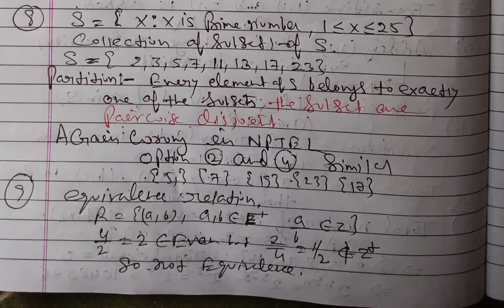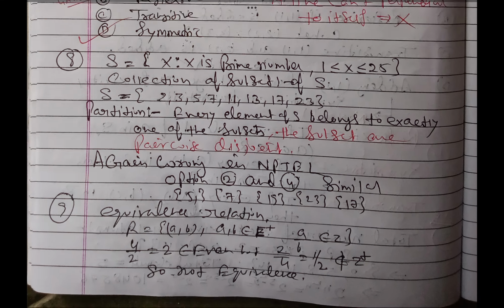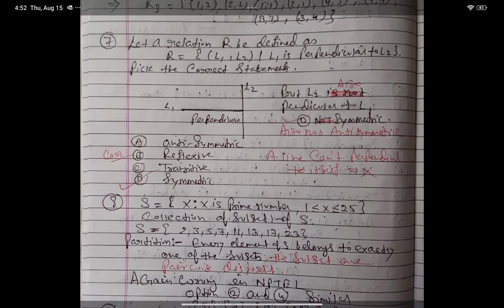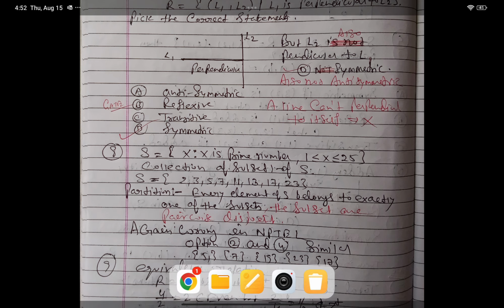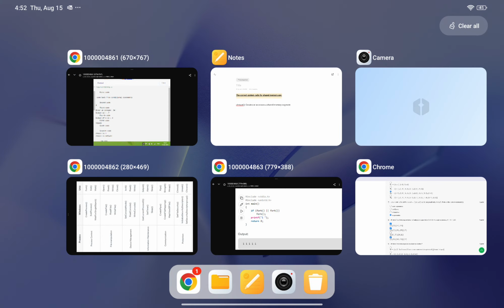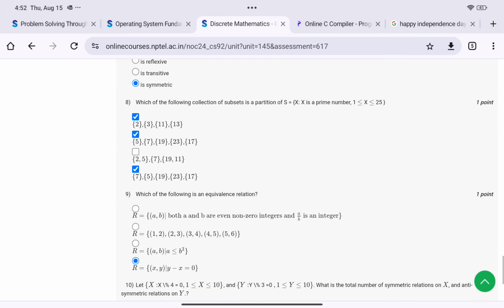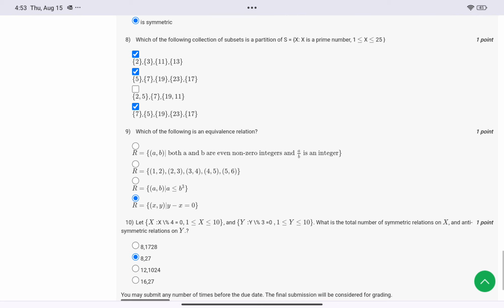So this question is wrong in NPTEL. Option number 2 and 4 are similar. You can see also; if you want, I will show also. This question is wrong in NPTEL. Multiple times they are showing wrong answers. I don't know. You can see question number 8, options B and D are both the same. But in options 2 and 5, this is not the required property because two elements are in one set. So this is wrong.